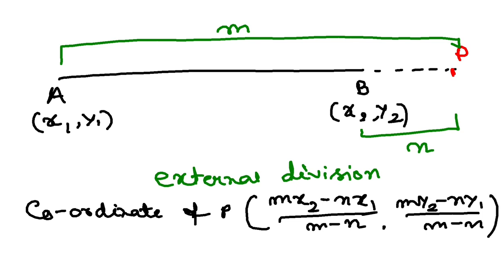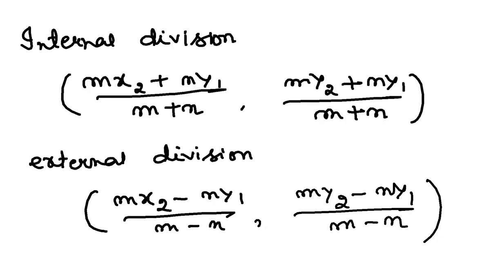Done? So let us now summarize whatever we have learned till now. If it is an internal division, then the formula is (mx2 + nx1)/(m + n), like that. If it is external division, then there are negative signs. So basically the formula remains the same. Here the signs are positive, but if it is external division, the signs are negative. Formula remains the same. All right. Now there are two more things that you need to learn. Let's learn them now.